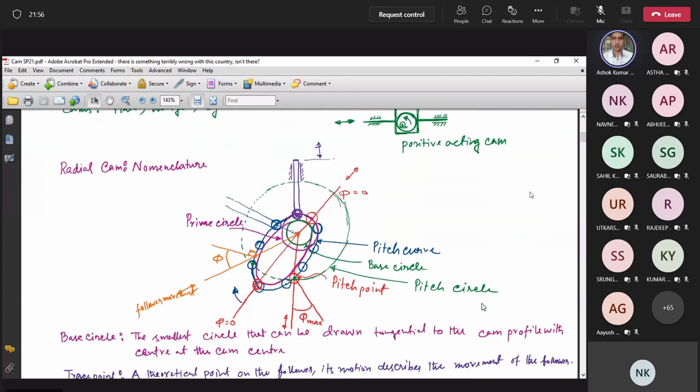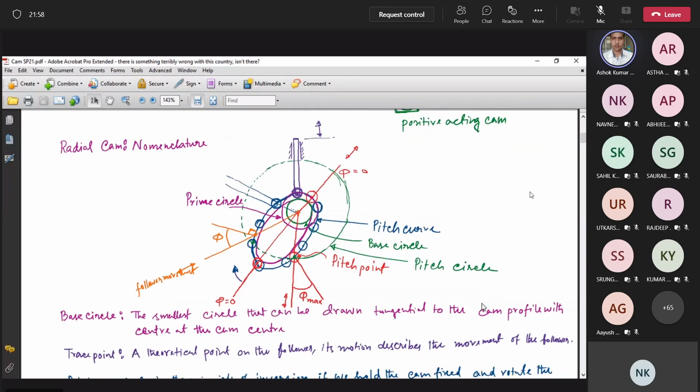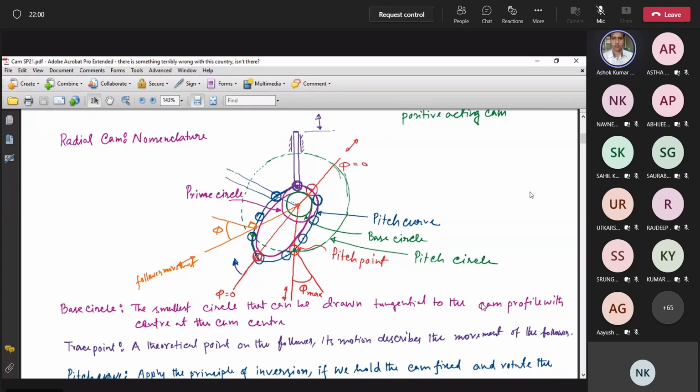Now we'll have some nomenclature of cam, which we use when we discuss, design and analyze the cam. We must understand this nomenclature. In this case, we have drawn a radial translating roller follower and a cam.